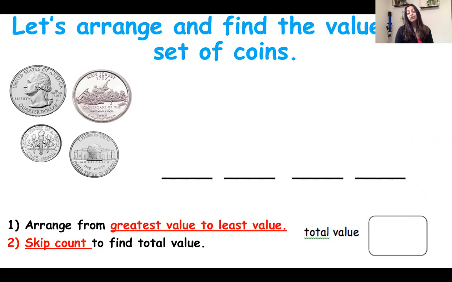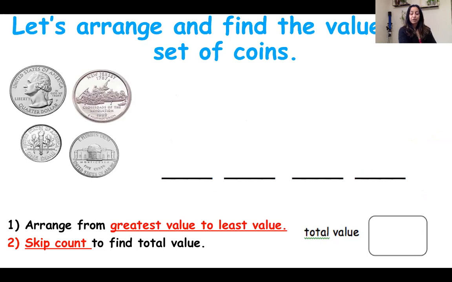Same thing, either use real coins or draw the coin collection on a piece of paper and then redraw and rearrange them from greatest value to least value and then skip count to find the answer. Pause and try this one on your own.